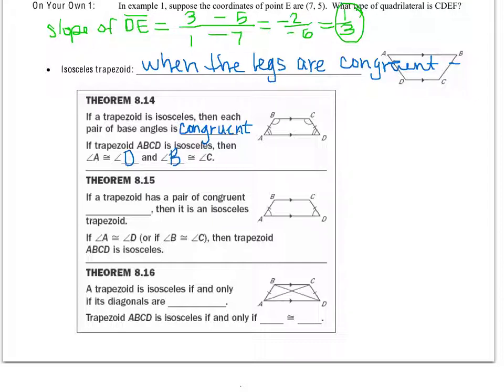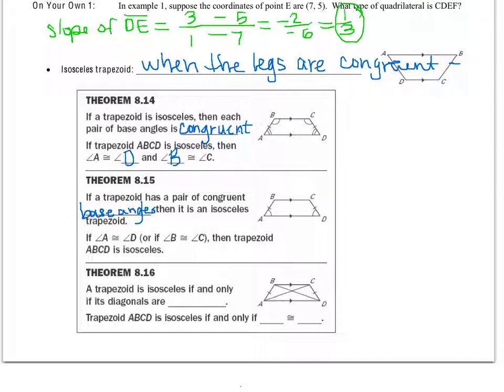Theorem 8.15 says if a trapezoid has a pair of congruent base angles, so if we know it's got one pair of congruent base angles, then it is an isosceles trapezoid. So if angle A is congruent to angle D, or if angle B is congruent to angle C, we only need one of them, then we know trapezoid ABCD is isosceles.